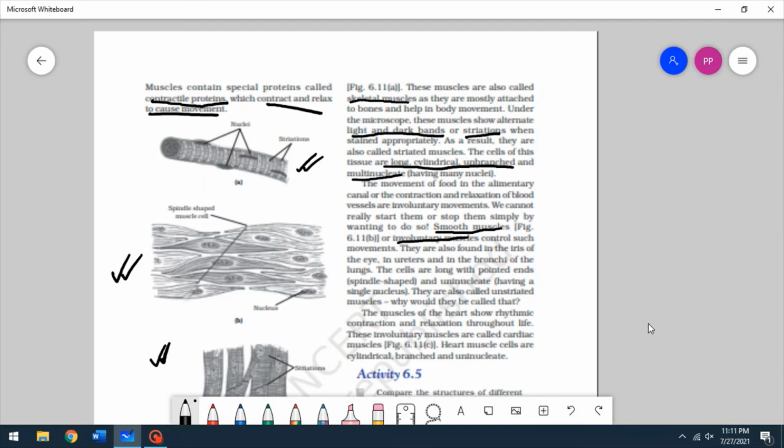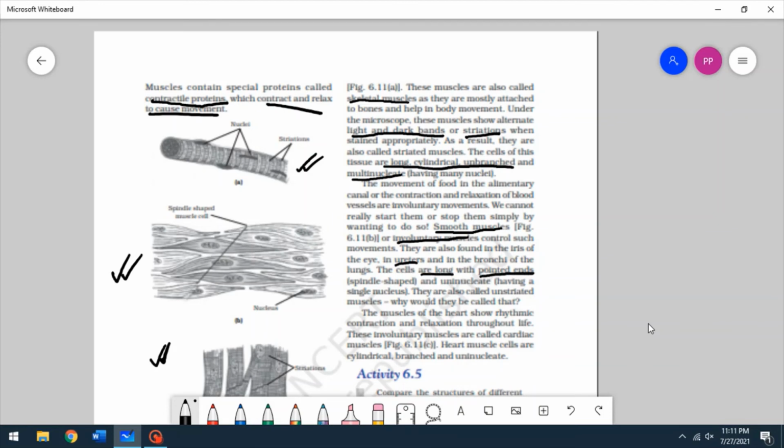Alright, they control involuntary functions. They are found in the iris of the eye, the dilation and contraction of the pupil. They are present in the uterus. They are present in the bronchi of the lungs, that helps your respiration. And all these cells are long. They are long with pointed ends.